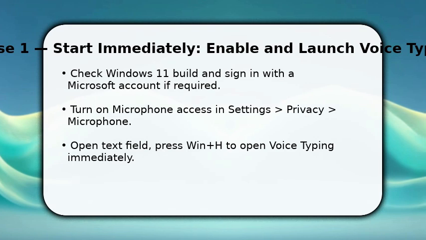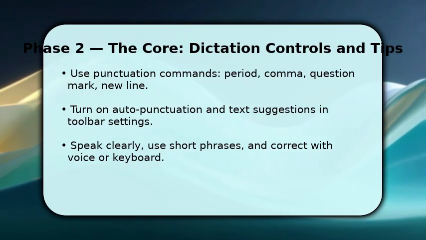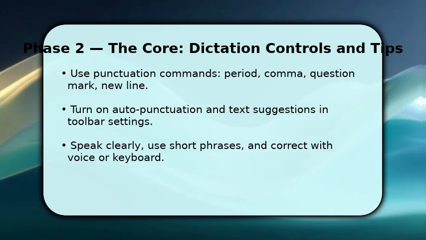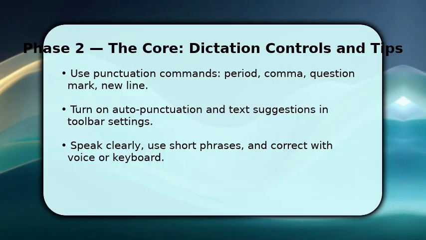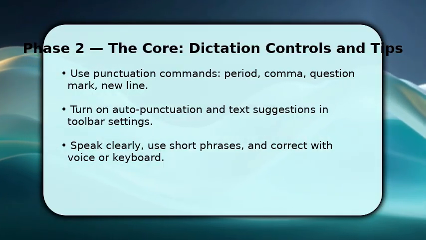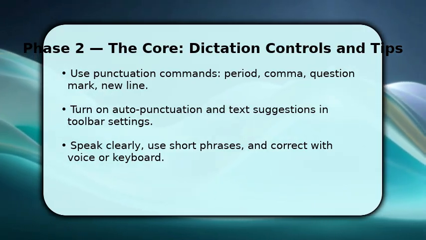Now you move into productive dictation. Use spoken punctuation, say period, comma, question mark, or new line to control sentence flow. That's faster than pausing. Open the toolbar settings to enable auto-punctuation and text suggestions so Windows handles commas and capitalization for you. Speak in short, clear phrases.